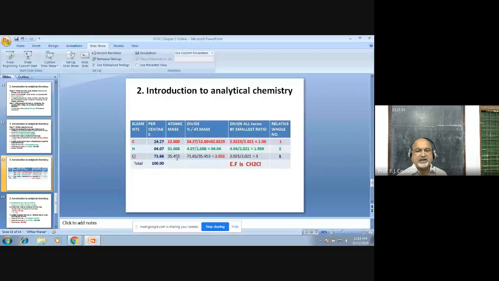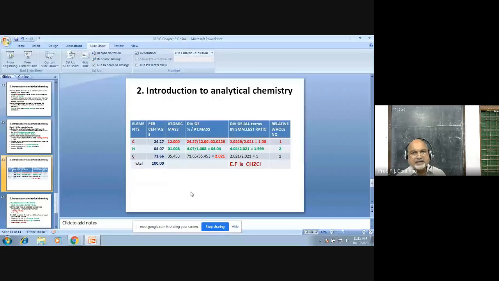Now the operation starts. What is the operation? Divide the percentage, that is the second column, by the third column, that is atomic mass. That is, 24.27 divided by 12.00. The fraction we get is 2.0225. Then divide the percentage of hydrogen by the atomic mass of hydrogen. The percentage of hydrogen is 4.07, divided by 1.008. That will give you 4.0704. Fine. Then chlorine. The percentage of chlorine, that is 71.65, divided by the atomic mass of chlorine, that is 35.453, gives 2.021. Any doubts with this calculation?